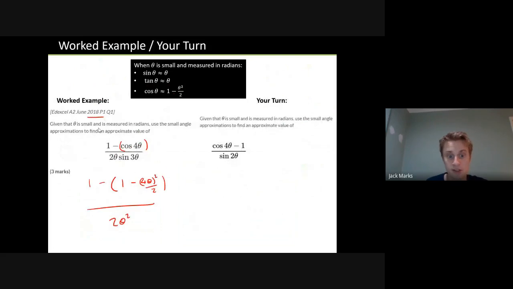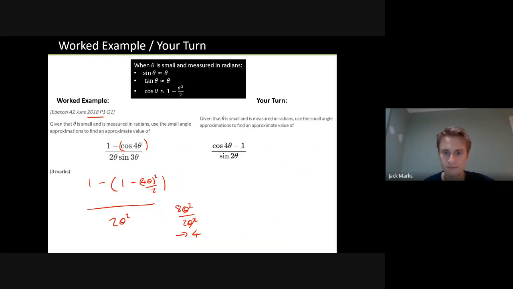No, we did not. It just looks very, very similar. Okay, so 1 minus 1, that would disappear. 1 minus minus, so 16. So I'm thinking 8 theta squared over 2 theta squared, which is going to become 4. You need more working out than that, okay? You need more working out, but I'm just doing that because we've just seen a very, very similar question.